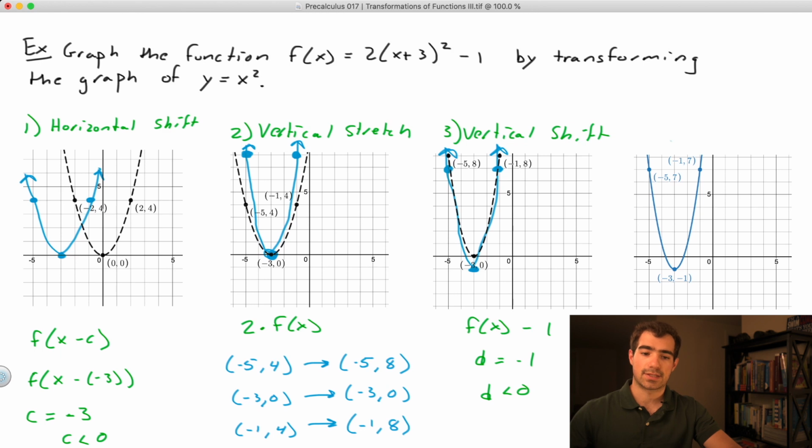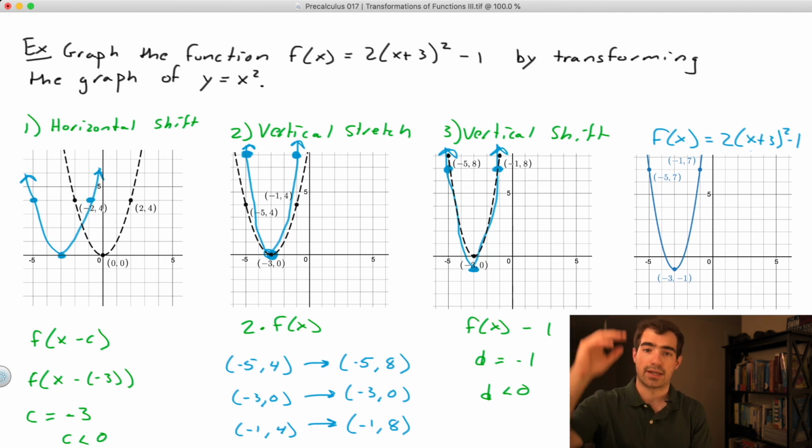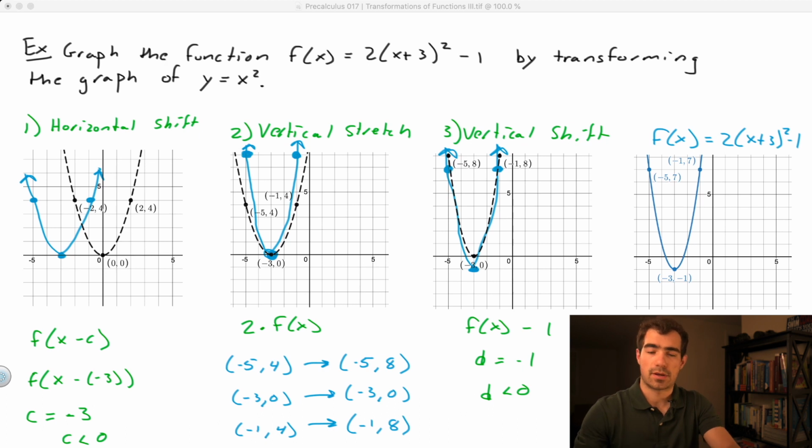And so this last one here would represent f of x equal to 2 times x plus 3 squared minus 1. Right? This has a horizontal shift left by 3, a vertical shift down by 1, and a vertical stretch by a factor of 2. Now, these are types of problems that may require a lot of practice as they come in a lot of different variations.